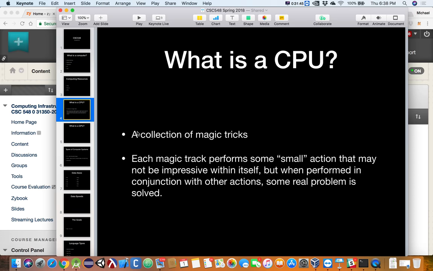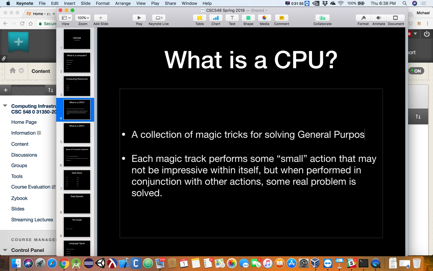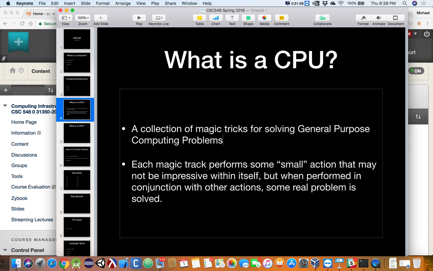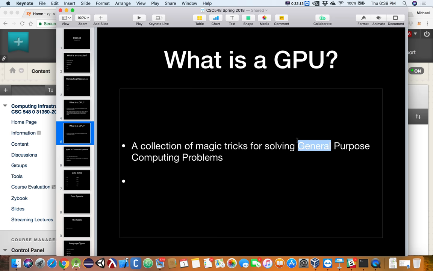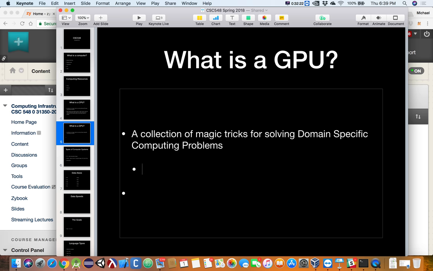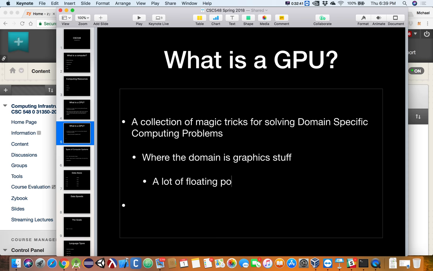Specifically, I'm going to throw a piece out here. We're going to say a collection of magic tricks for solving general purpose computing problems. And then I'm going to steal that line and come in here to our GPU one, and change general purpose here to domain specific computing problems, where the domain is graphics stuff. So we don't need as many magic tricks, right? We need far fewer, because to do graphics stuff, what we're ultimately doing is a lot of floating point math. That's what GPUs are built to do. They do floating point math really, really, really well.